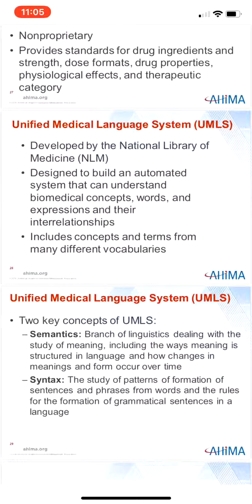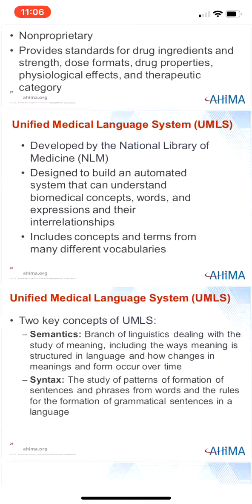one as well in health records. So, developed by the National Library of Medicine, the Unified Medical Language System is a program designed to build an automated system that can understand biomedical concepts, words and expressions, and their interrelationships, and it includes concepts and terms from many different vocabularies. To make these links, the UMLS uses more than 100 vocabularies, classifications, and terminologies.